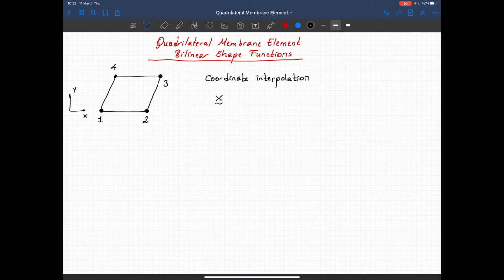coordinate interpolation. That's our element coordinates is equal to the sum for i equal to 1 to 4. Now we have the bilinear function, which I show by Ni, multiplied by the coordinate of the element. In that case, x is equal to the x coordinate and the y coordinate of a particular node. Now these N, we said that they are bilinear shape functions.